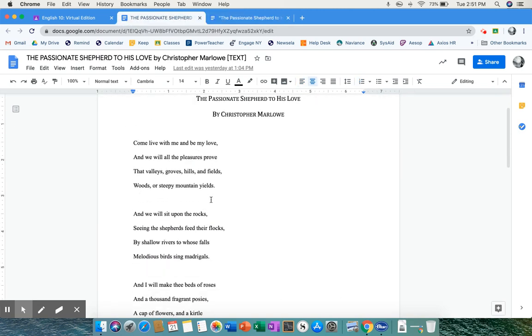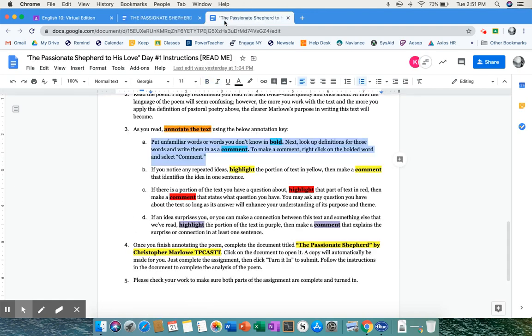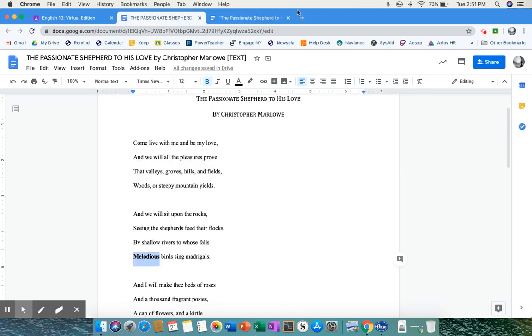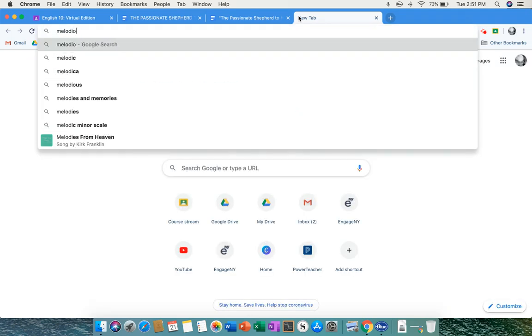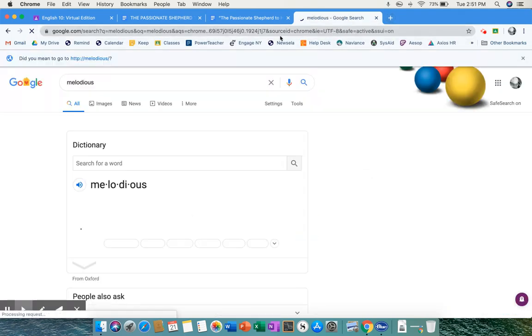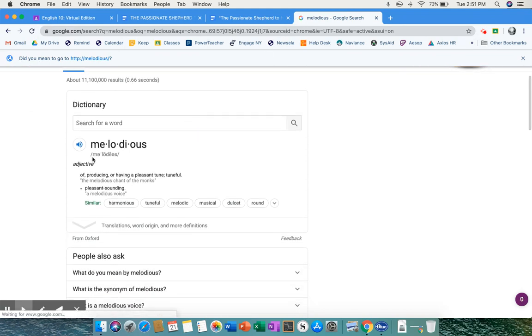Let's say there's a word here I don't know. Let's say melodious. I'm going to highlight that and put it in bold, because it's a word I don't know. Now I'm going to look it up. When I look it up, it says melodious, adjective, producing or having a pleasant tune or pleasant sounding.